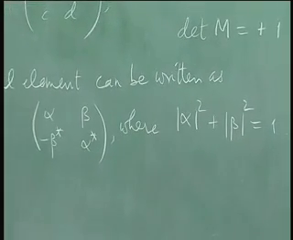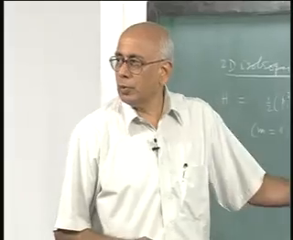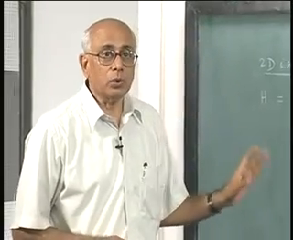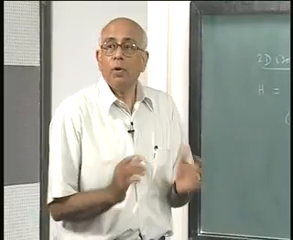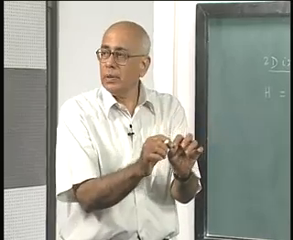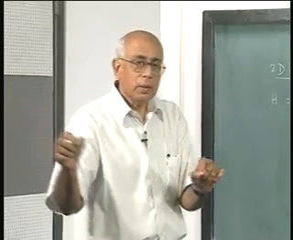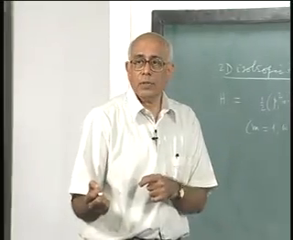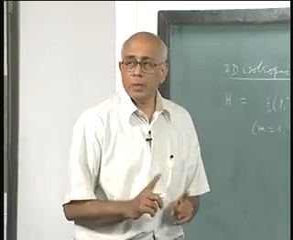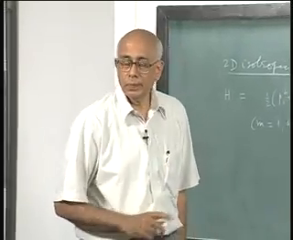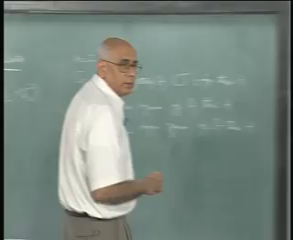So you can write a general member of this group of 2 by 2 matrices, the SU2 group, in the form of some complex number alpha, some complex number beta, and then minus beta star and alpha star, such that mod alpha squared plus mod beta squared equals 1. We can always do that.